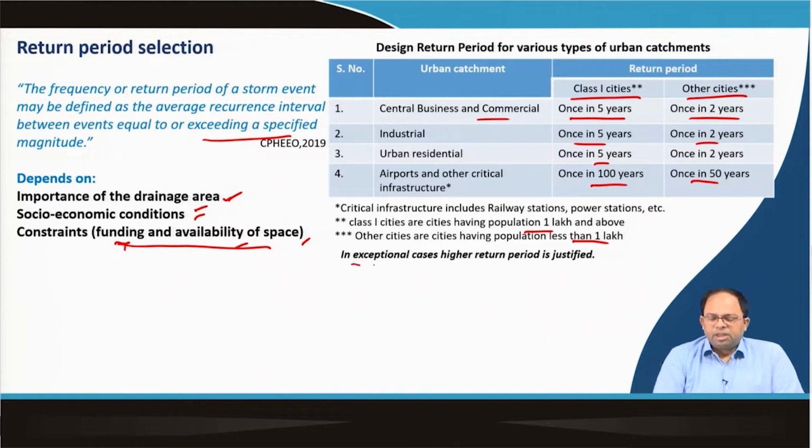In exceptional cases, a higher return period is justified for particular infrastructure or a particular kind of situation. We can justify higher return periods, but it has to be for a particular infrastructure which actually requires that kind of protection.